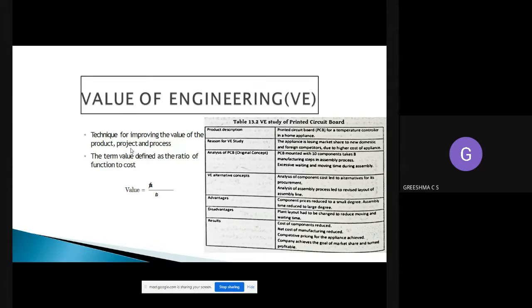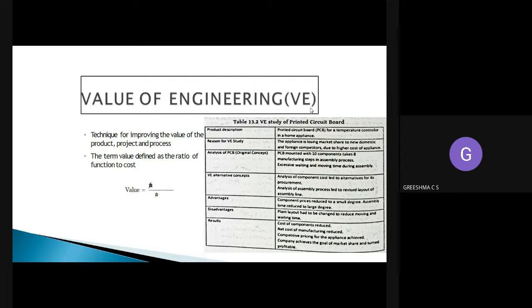Okay, so value engineering is basically a ratio between function of a product and cost of a product. Okay, for example, how to improve a material, or you can say how to improve a product. So if you consider from the point of view of value engineering, the term is called value engineering, VE. Okay, so the value of a particular product. How will you define the value of a particular product?